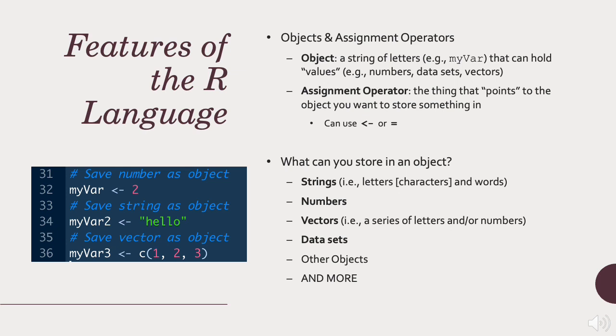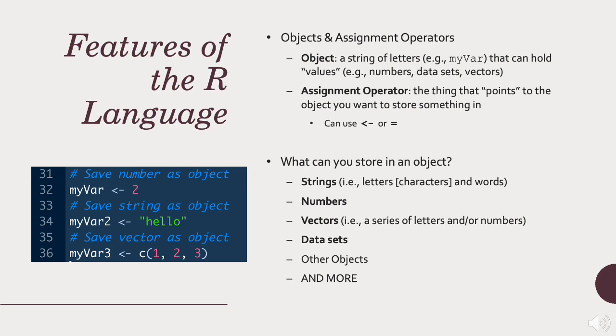An assignment operator is the thing that points to the object you want to store something in. So you can see in this picture, we have various things that are being saved to something called myVar, myVar2, myVar3. So for the top one, I'm saving the number 2 into basically a little placeholder called myVar. And the reason I want to do that is because I might not want to type 2 over and over again.